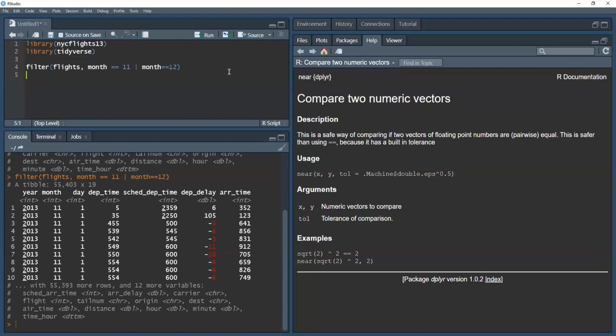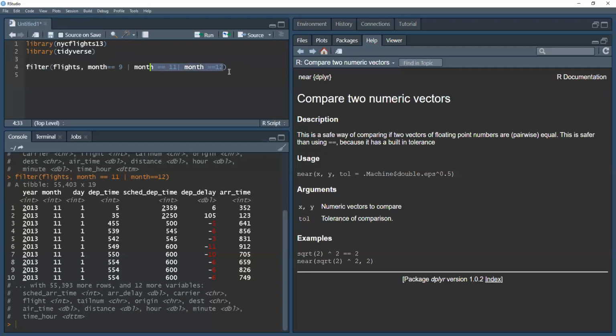Now, another way which would be good for shortening our code with using OR statements would be using the in operator. So let's say I want to filter my data set for flights from the months of September, November, and December. I can either write it as month being equal to September, month being equal to November, and month being equal to December. And that's quite long and kind of hard to read also.